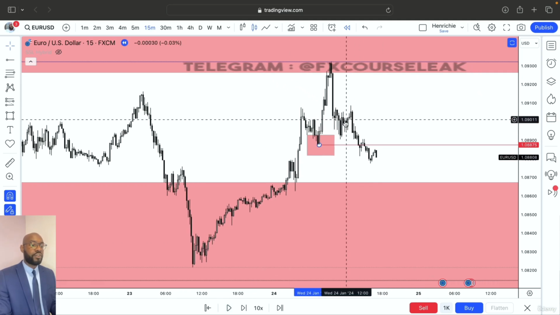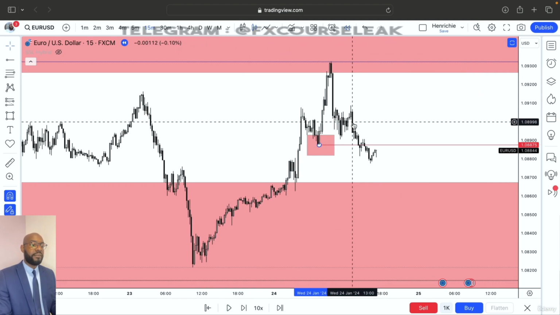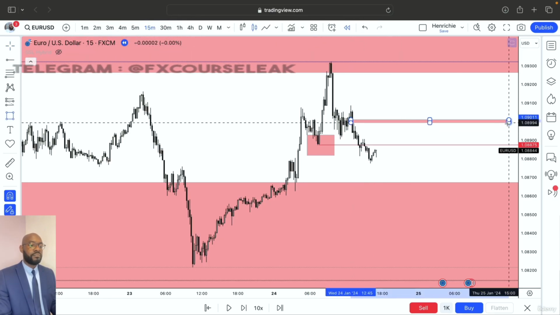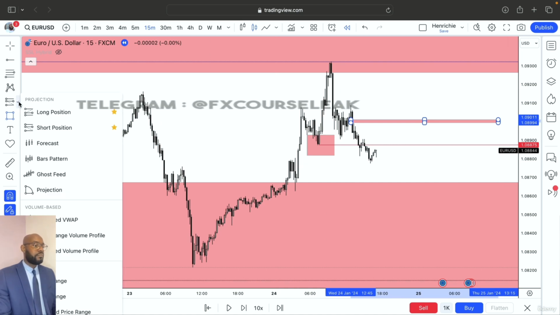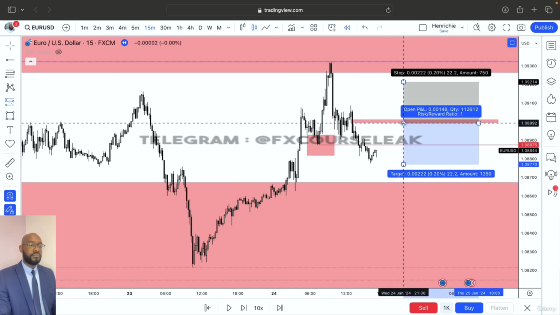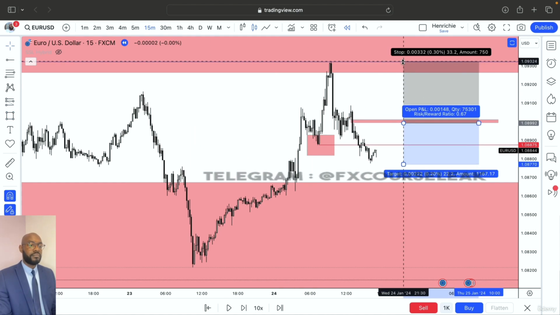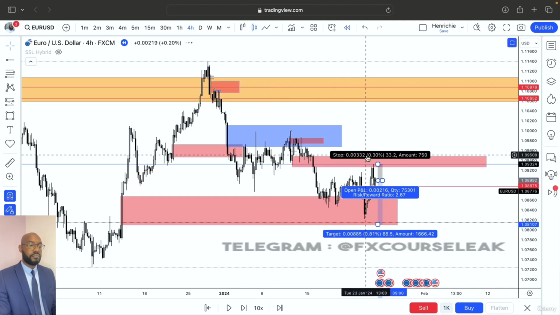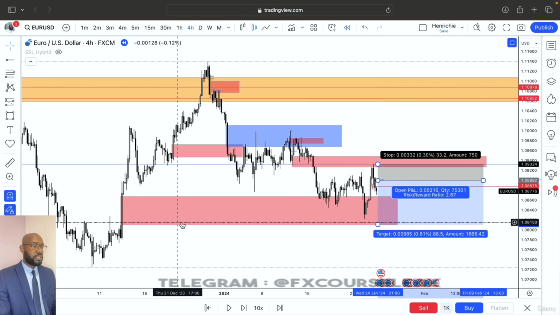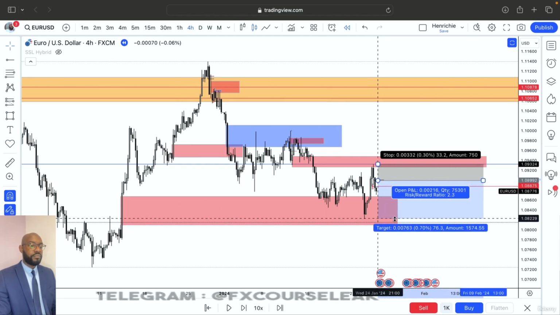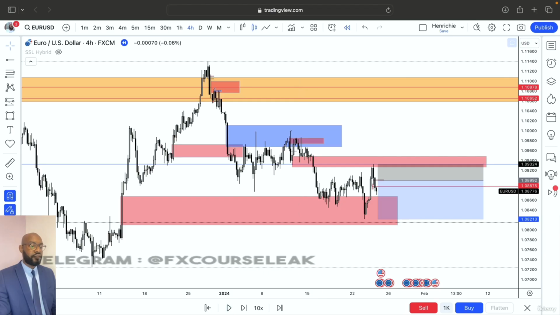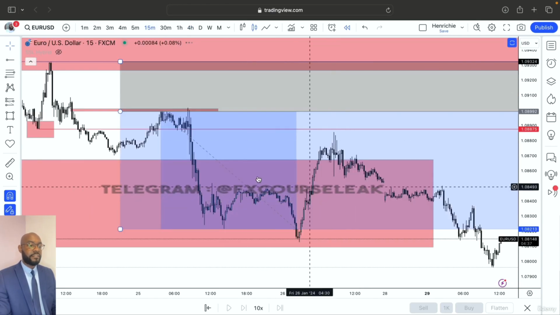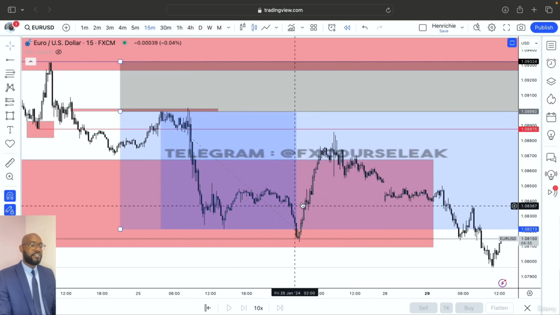Now this is a break of structure. This was the last move up. Now this is the inefficiency we're going to use for our entry. Now we're going to be targeting this low. The 1:2 risk to reward ratio. And as you can see very nicely, price tapped in and delivered to the take profit.